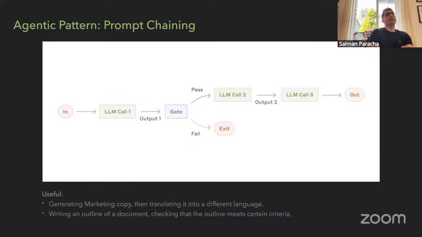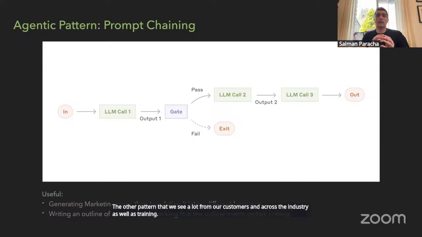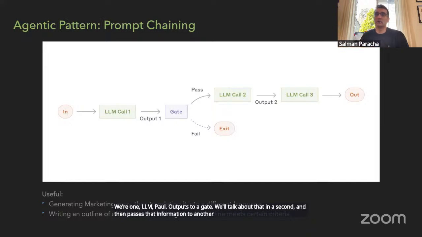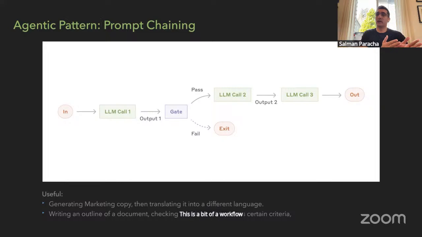The other pattern that we see a lot from our customers and across the industry as well is chaining, where one LLM call outputs to a gate, we'll talk about that in a second, and then passes that information to another LLM call or multiple LLM calls. This is a bit of a workflow. This is what I described a couple of slides ago. But imagine you're generating marketing copy, and then you're translating that to different languages. Guess what? It's chaining one call to the other call.